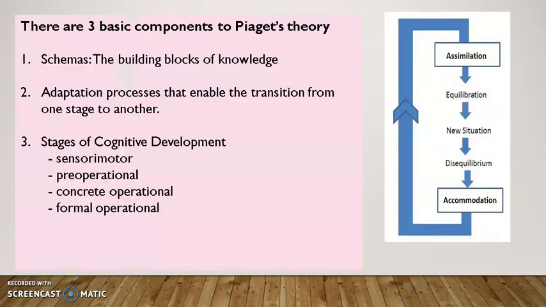So first, let's look at Piaget. Piaget believed that there were three components, and that was schemas, which are the building blocks of knowledge. The way we build our schemas is the way that we accept, interrogate, or develop new knowledge. Then the adaptation process enables transition from one stage to another. This is really about acquiring new information, new ideas and ways of thinking.